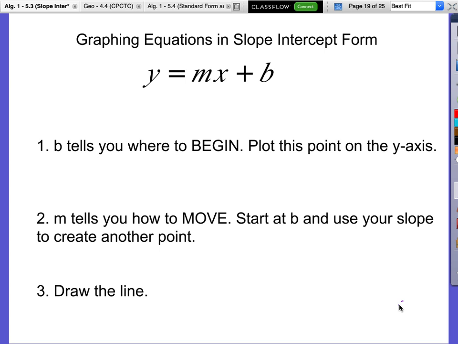Now this finally comes into play. I said, hey, we'll get to that. We're finally getting to that. And then you draw the line, okay? You connect your points, you draw a line. Okay, alright, draw the line here.